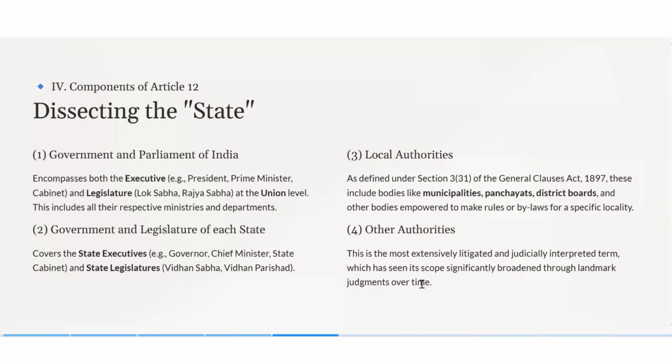Now coming to third, local authorities as defined under Section 3, Sub-clause 31 of the General Clauses Act 1897. These include bodies like municipalities, panchayats, district boards, and other bodies empowered to make rules and bylaws for specific localities. That's why they are called local authorities. Now coming to the fourth point, that is other authorities. This is the most extensively litigated and judicially interpreted term, which has seen its scope significantly broadened through landmark judgments over time.